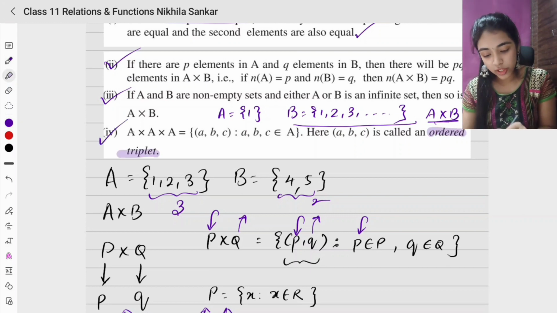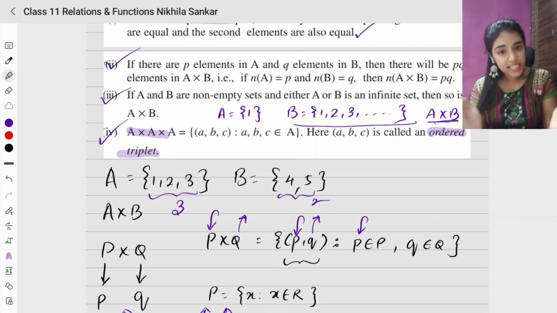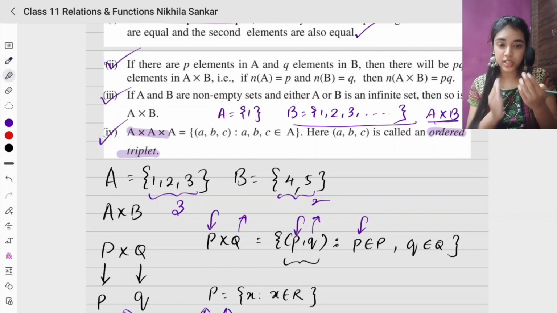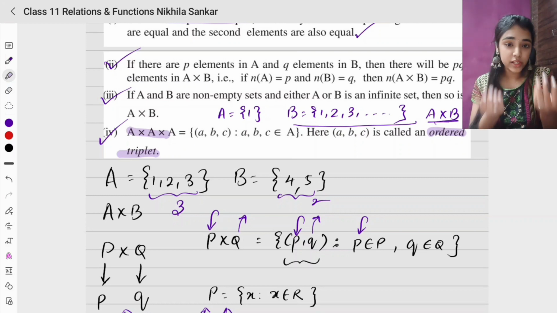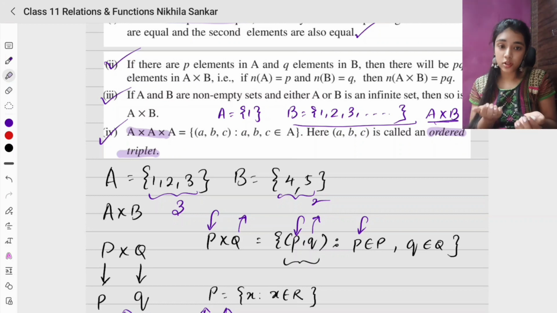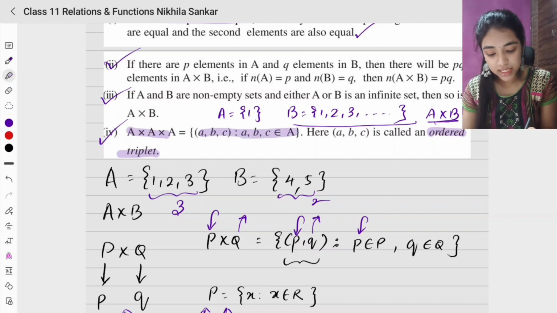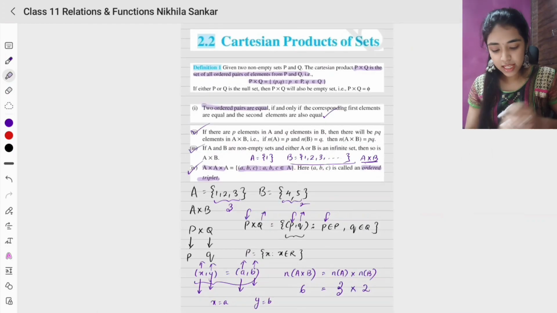Triplet, we are talking about A cross A cross A. We are talking about Cartesian products of 3 sets. It can be A cross A cross A, a single set with repetition, or it can also be A cross B cross C. The Cartesian product can be of more than 2 sets also, and we call them ordered triplets. So in that, (a, b, c) such that a, b, c belong to A. Okay, so this is the first slide.